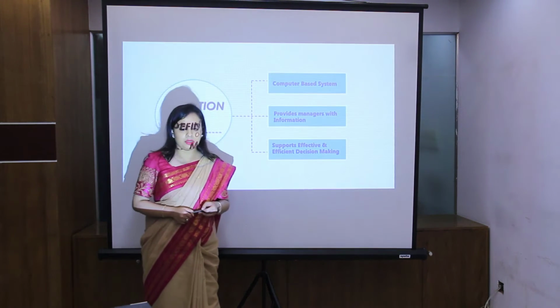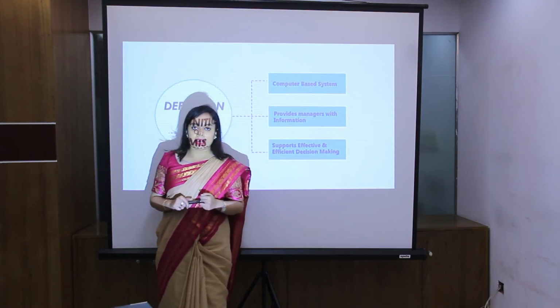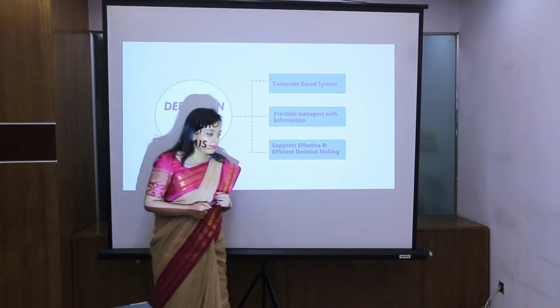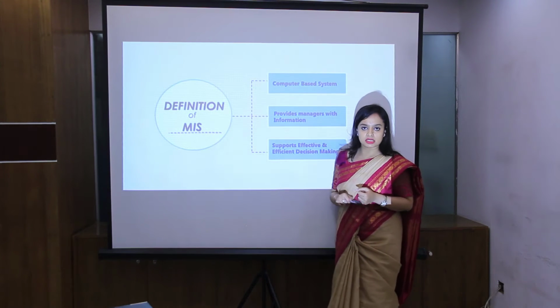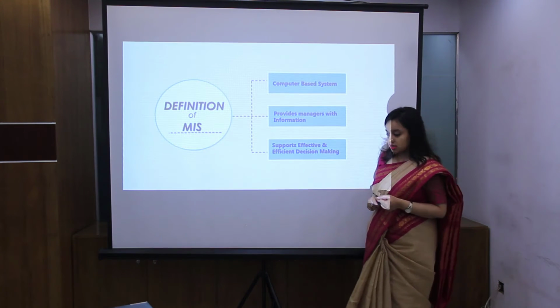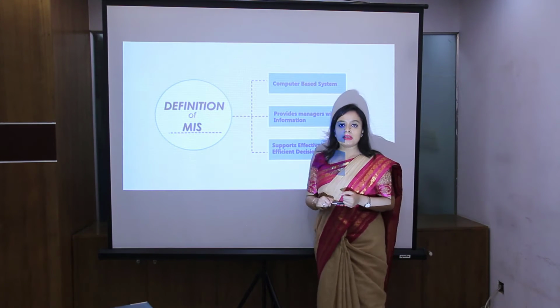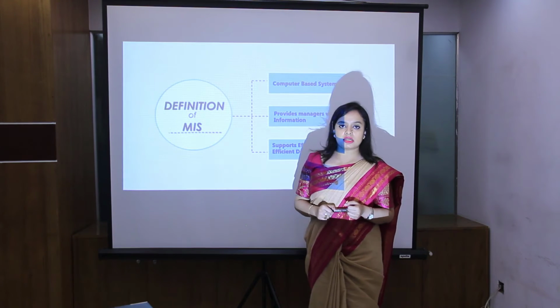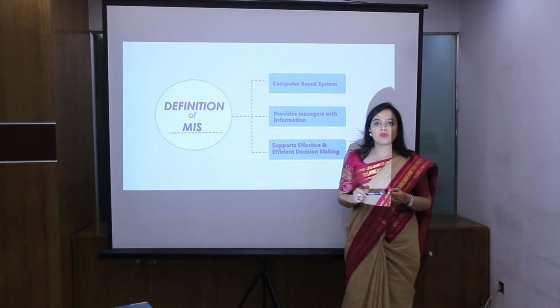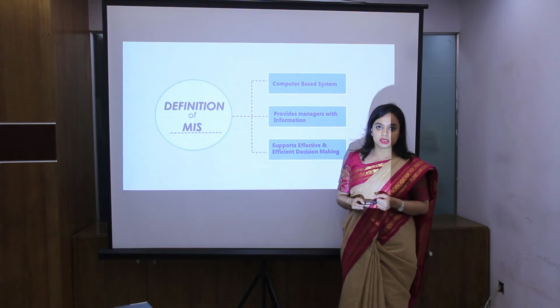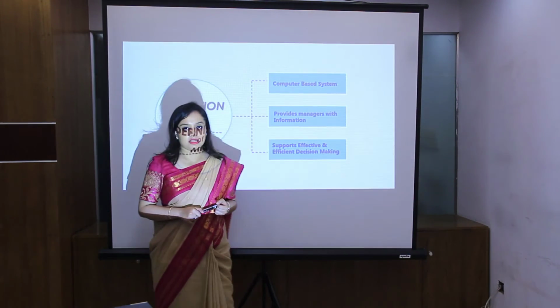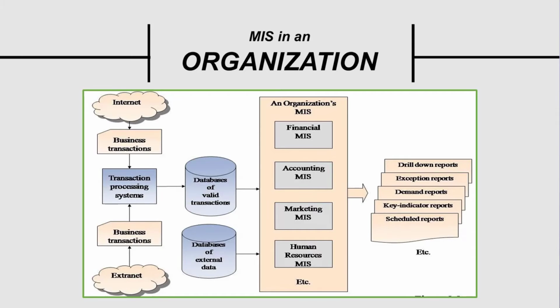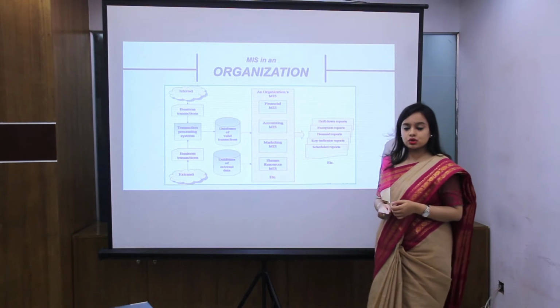For example, Robi sends me various packages, but my packages are different from my mom's packages. I am using more internet, but my mom's packages are cheaper than mine because she is not using internet at all. So now the question is, how do they know it? The answer is very simple, because they maintain their database. The figure shows how an organization's MIS actually works.